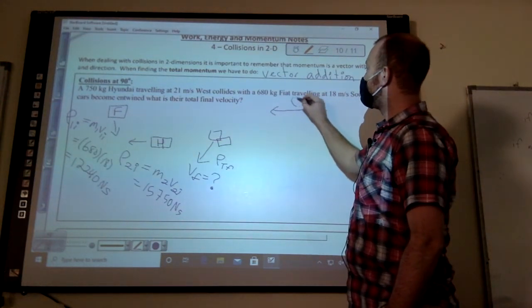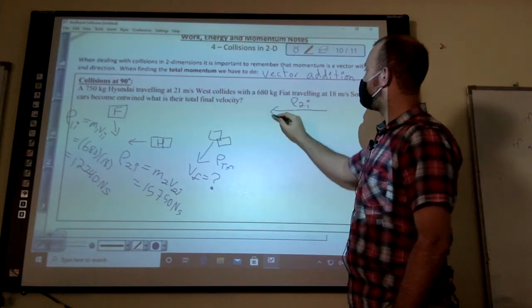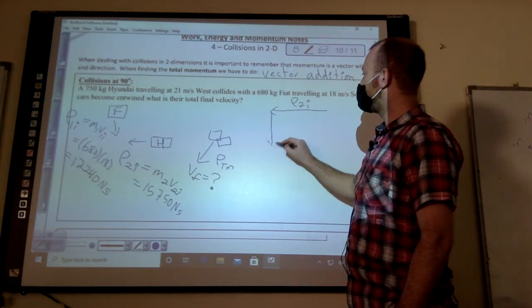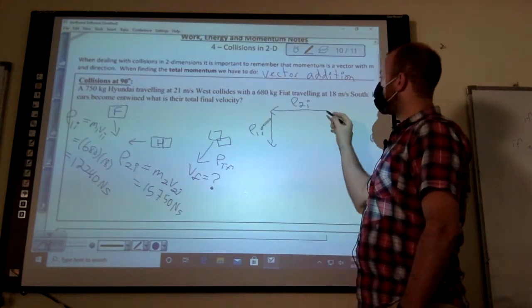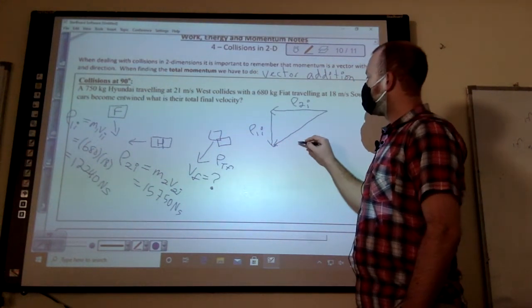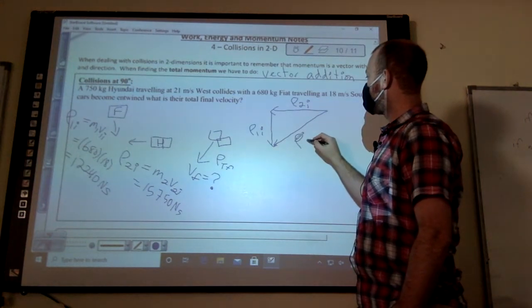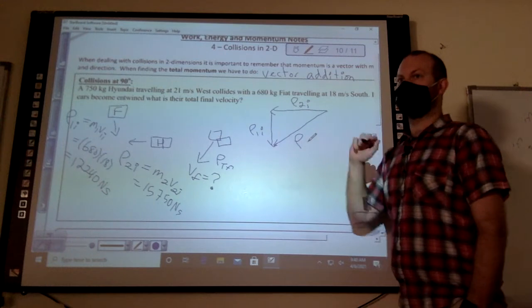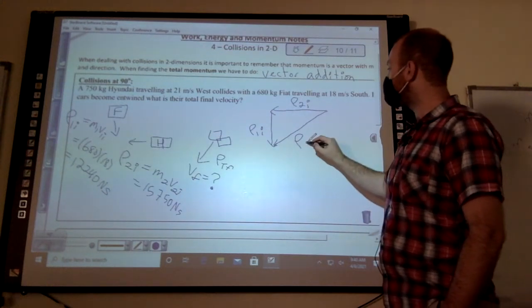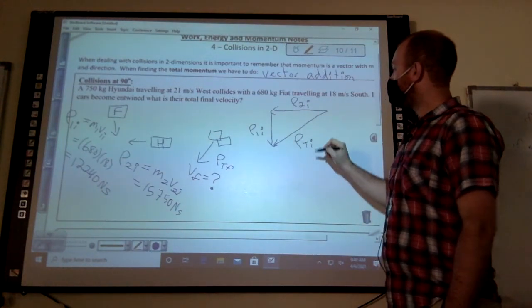That my momentum 2 initial plus my momentum 1 initial, those two added up are going to give me my resultant. So this is momentum total initial.